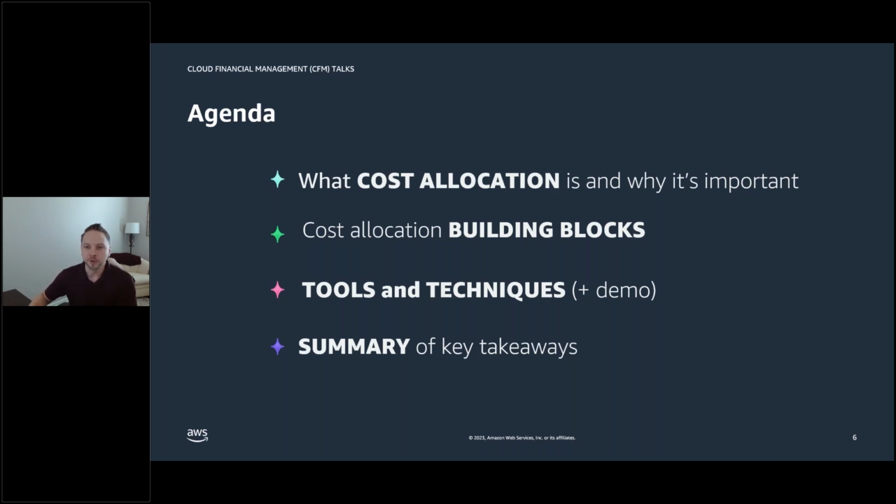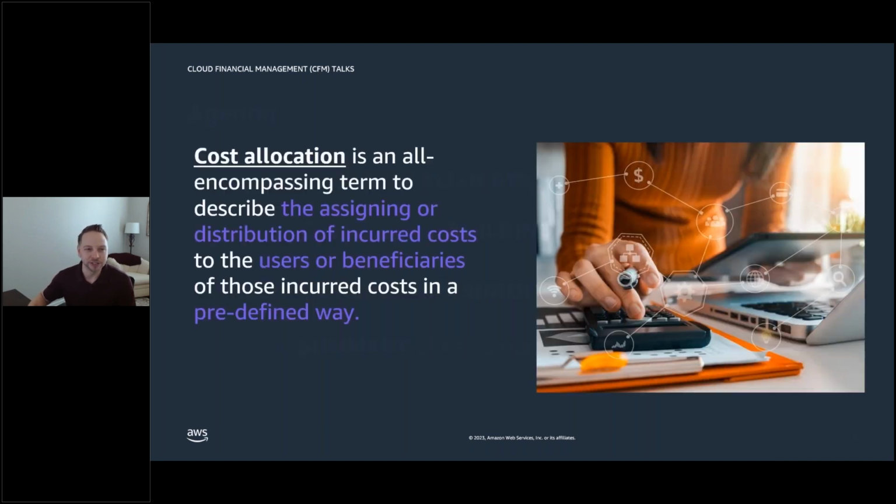So what do we mean by cost allocation? Cost allocation is a broad set of practices for assigning or distributing charges across users and teams. Think about the questions that you want answered. What are the top resources contributing to my spend? What does it cost to run a specific application in AWS? What is driving changes to my AWS spend? Cost allocation is how we get there. And it's typically done in a predefined or pre-agreed way with the users and teams that you're working with, so that there's transparency on what charges those teams should expect to receive and why they receive those.